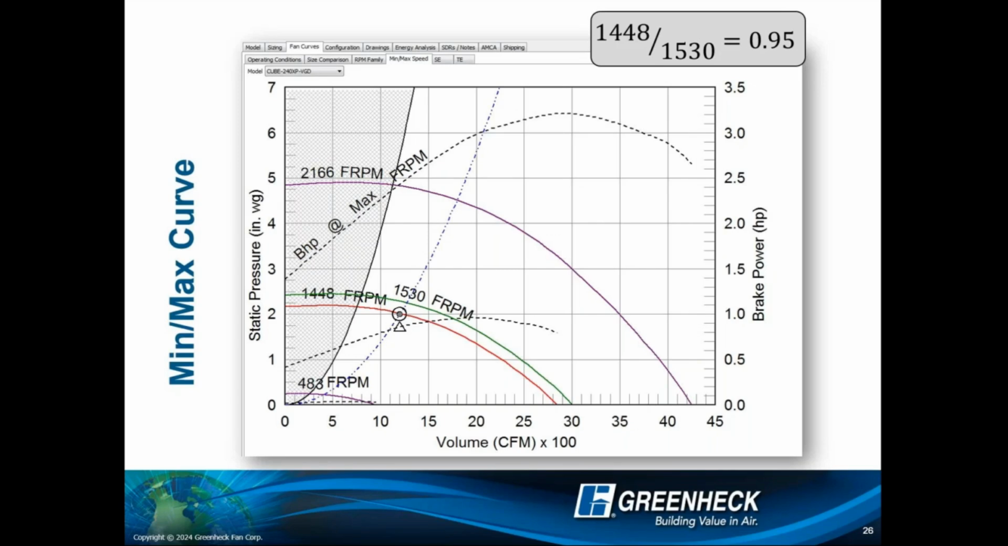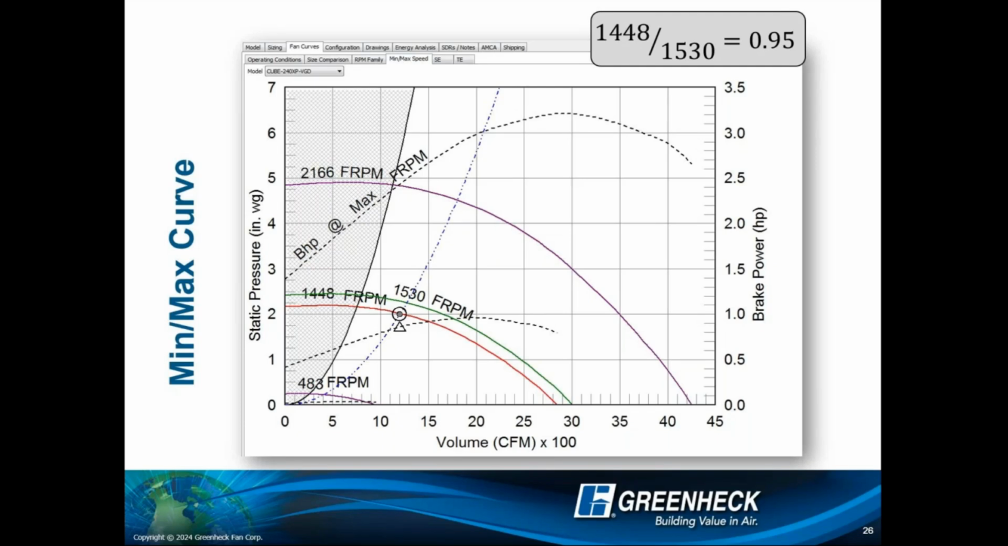I do want to point out one more thing before I leave this slide. There are times where you're going to look at a min-max fan curve and you're going to notice that the green line and the purple max fan curve line overlap each other. They're the same curve, right? What's that telling me? Well, that's telling me A, there are no other motors available. This is the biggest motor. This is the max capability of this fan, right? So if you don't see that green line, just know that that is with your max fan curve.